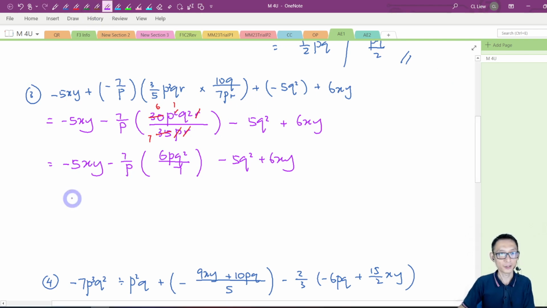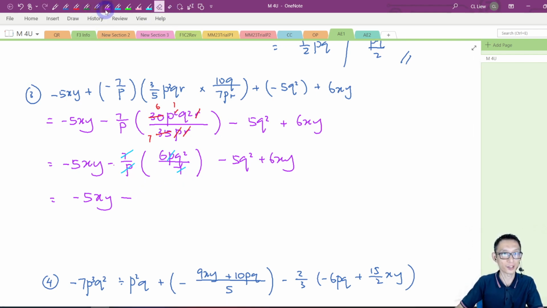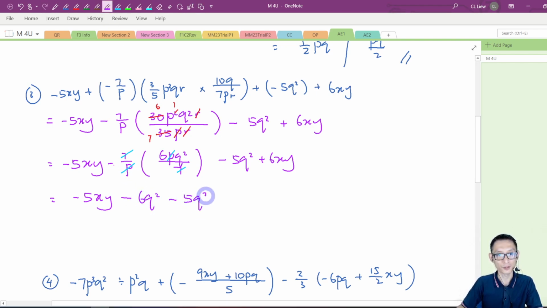Now let me continue doing it. Okay, so this is negative 5xy. These two we can cancel. Divided by 7, divided by 7. And the P here divided by P, divided by P. Okay. Negative, positive become negative. So we have 6q squared. Here is 1, you don't have to write 1. You just need to write 6q squared. The rest, let me copy first.